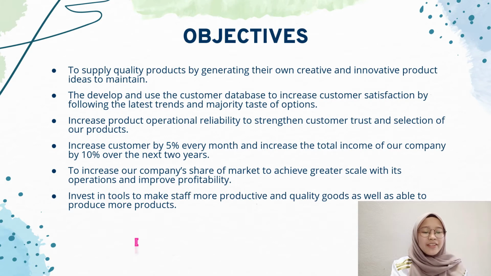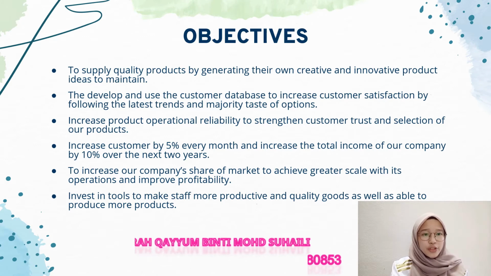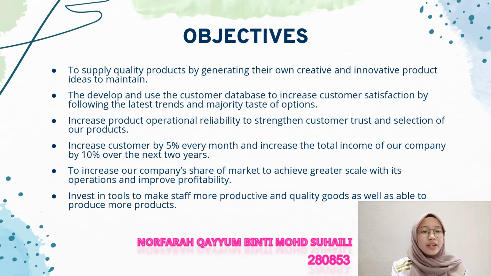Objective. Objective is the target or end result that is expected to be achieved by an organization. There are six objectives for our company. First, to supply quality products by generating our own creative and innovative product ideas. This can maintain the distinctive authenticity of the brand we produce.